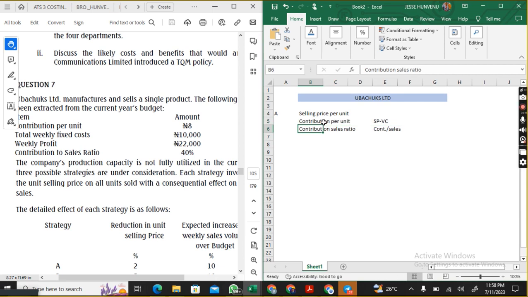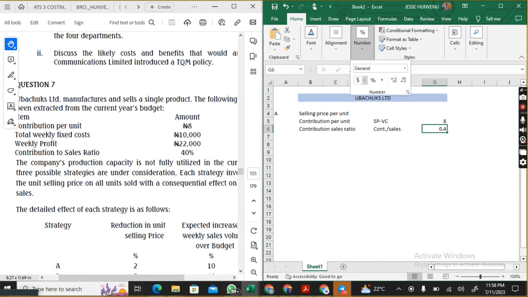Now, going back, we have contribution per unit. We have been given this as what? They gave us this as 8 naira, and they give us 0.40, that's in percentage now. Now, definitely, we can get our selling price. So our selling price is something that we need to know.